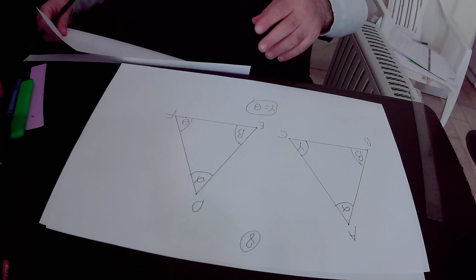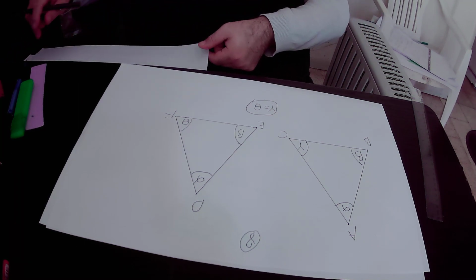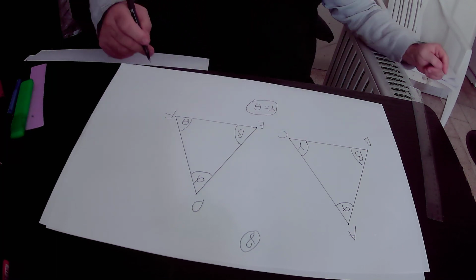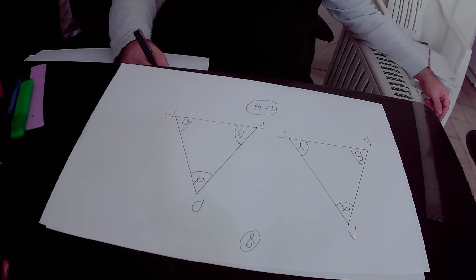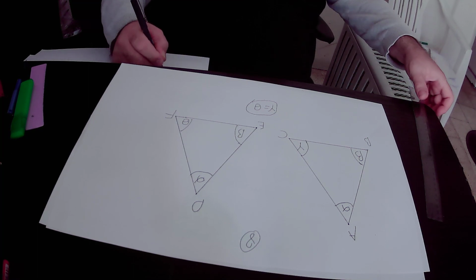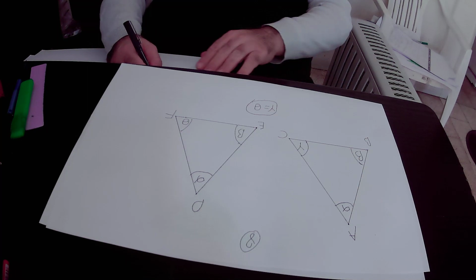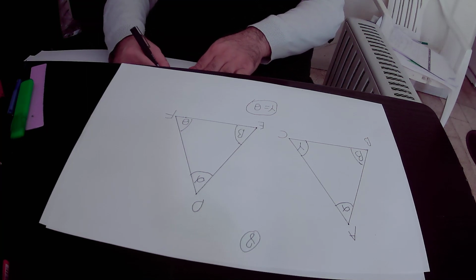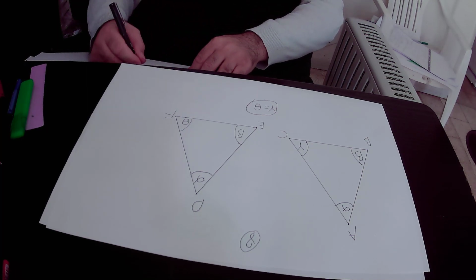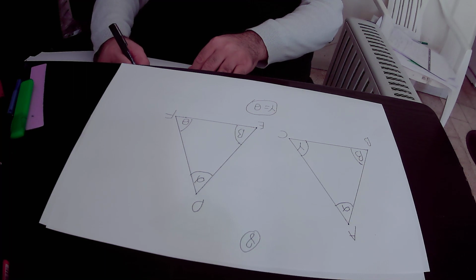Likewise, in triangle DEF, the sum of its angles equals 180 degrees. That is to say, alpha plus beta plus theta equals 180 degrees.